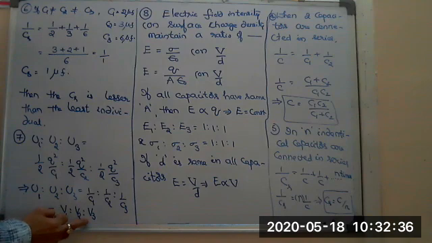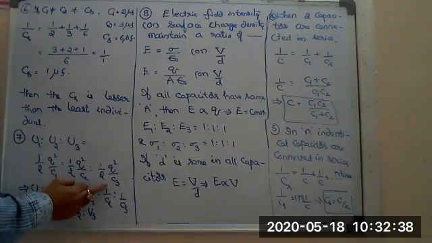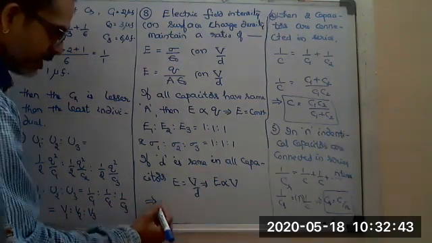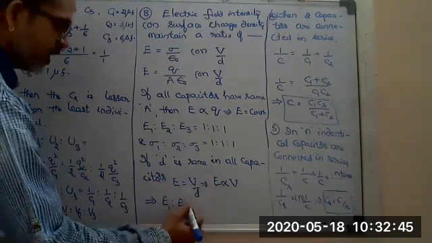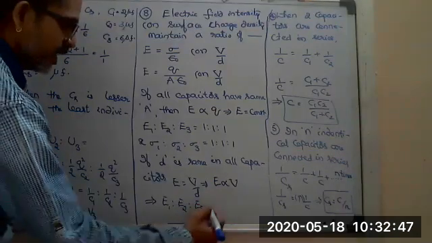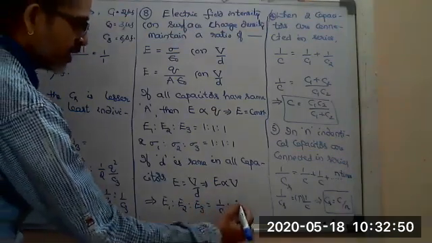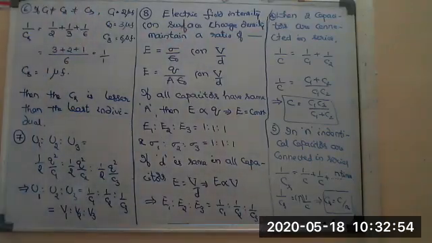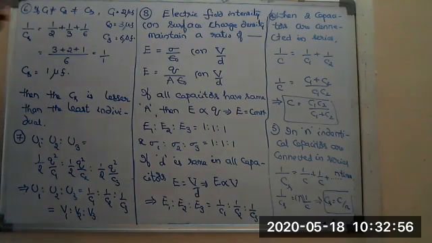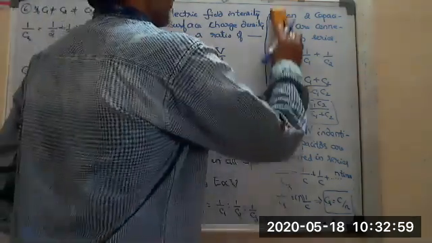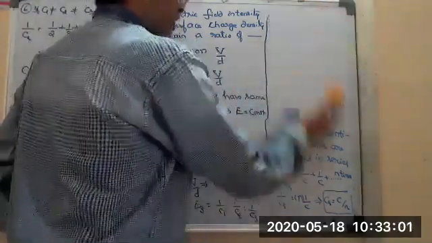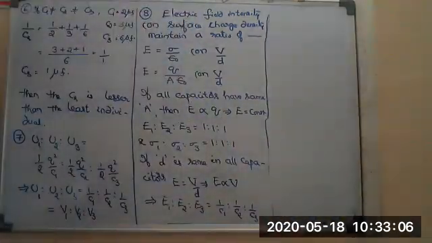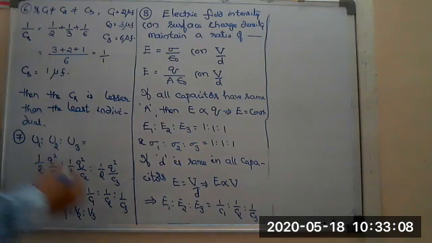The ratio V1 is to V2 is to V3 is 1 by C1 is to 1 by C2 is to 1 by C3. So you will get E1 is to E2 is to E3, in this case, as 1 by C1 is to 1 by C2 is to 1 by C3. But there is a problem in finding the surface charge density, Nana. Why? Because areas are not mentioned. So what can we write here, sir?